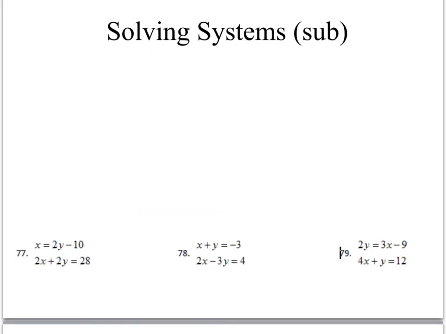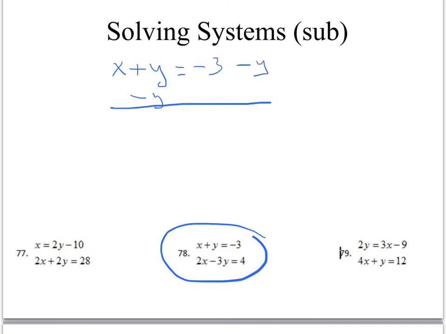Last chapter we did, chapter 8, we talked about solving systems of equations. The first way we solved systems was through substitution. And our rules of substitution, number 1, was to isolate a variable. So I'm going to look at problem number 78 here. And in the equation x plus y equals -3, I am going to subtract y from both sides in order to get our x variable all by itself. So x equals -y minus 3.